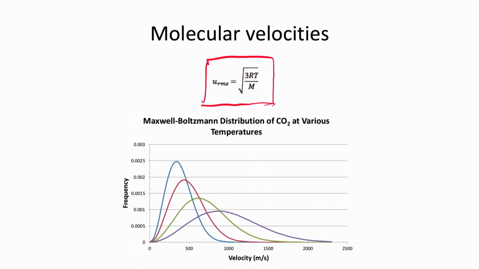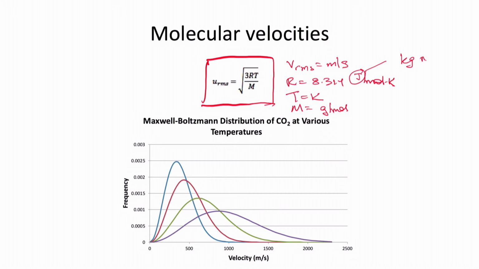When you're using this formula, you have to be a little bit careful because the velocity is typically given in units of meters per second, but the R here that we're going to be using is 8.314 joules per mole Kelvin. Temperature has to be in Kelvin, and the molar mass is going to be in grams per mole. The problem here, of course, is that the joule has in it kilogram, not gram. So you're going to have to convert.